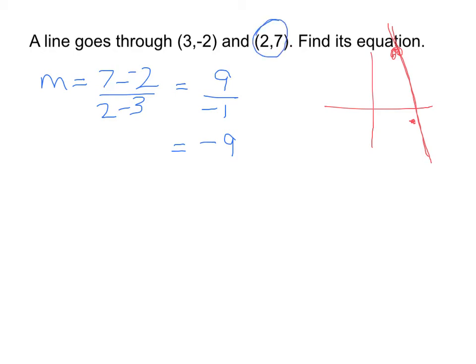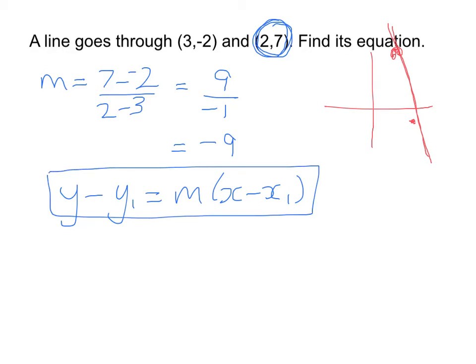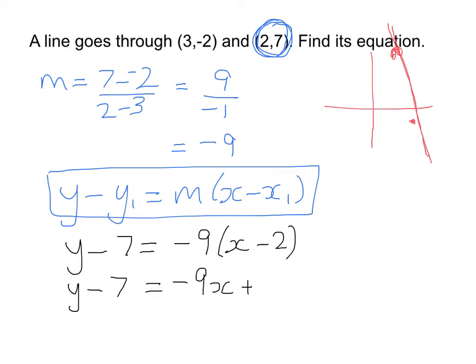Now I'm going to use this point for step 3, but you can try it with the other one and see that you'll get exactly the same answer. y minus y1 equals m (x minus x1). I recommend that you always write that down before you start solving these problems. It makes it much easier to check your work later. So we have y minus 7 equals negative 9 (x minus 2). Now we expand: y minus 7 equals negative 9x plus 18, so y equals negative 9x plus 25. I'm adding 7 to both sides. So that's my answer for that one.